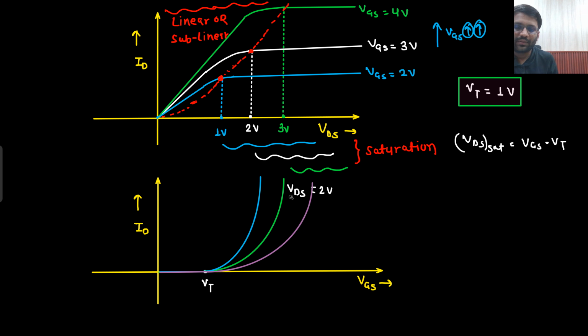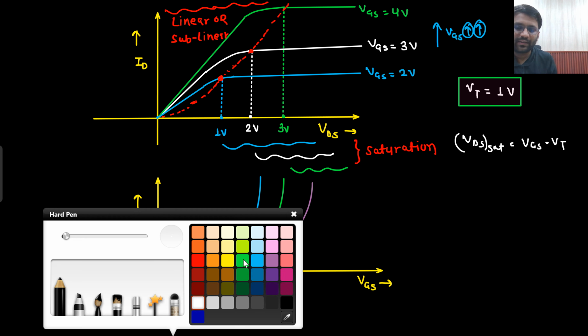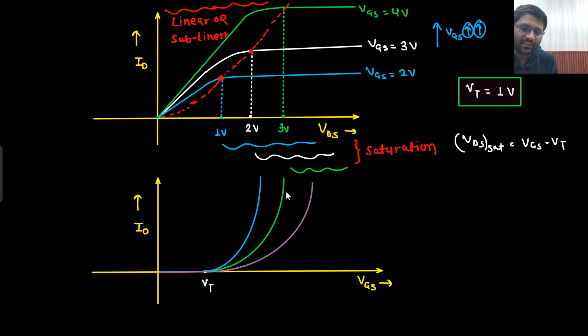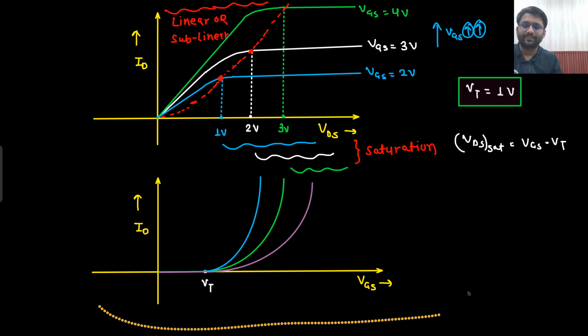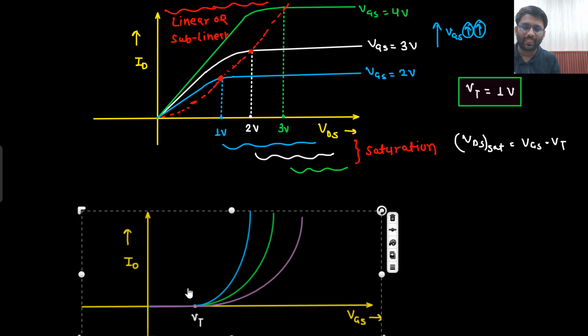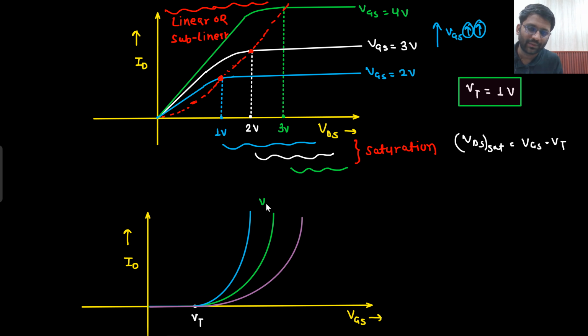Okay, so this VDS we already know is 2 volt. Now one of the VDS would be 1 volt and one of the VDS would be 3 volt. So which curve? This curve is blue, this curve is maroon. So which curve will be 1 volt, which curve will be 3 volt? That you need to think.